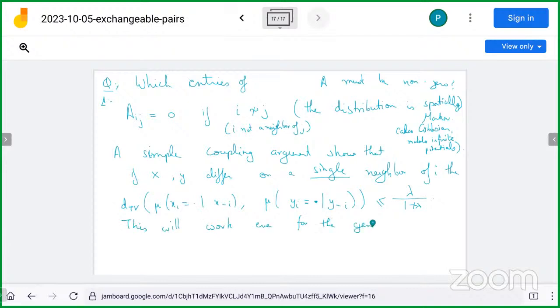So we get that A_ij is equal to lambda over 1 plus lambda if i is a neighbor of j, and 0 otherwise. Okay, good. So now we have to compute these norms. So how do we do that? Let me save that, but at least look at something.